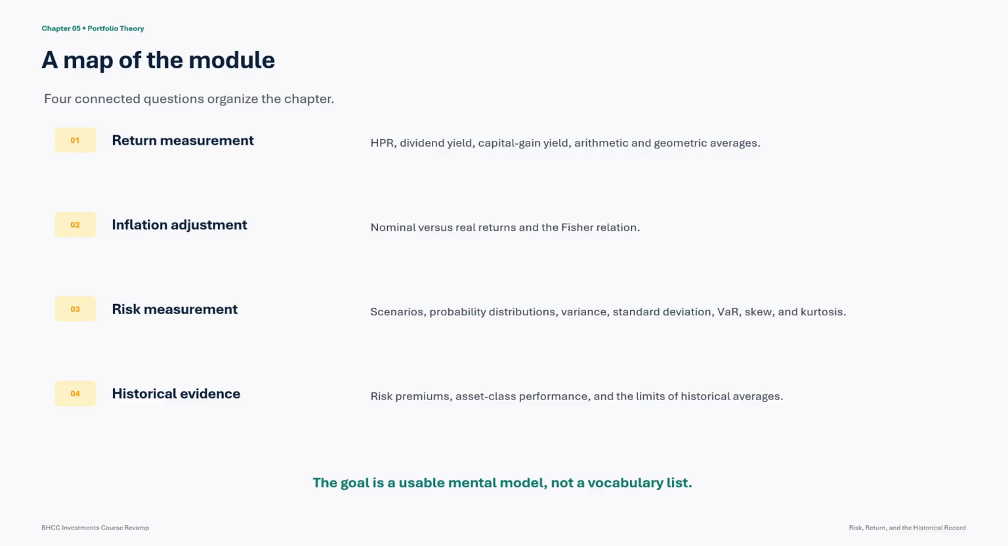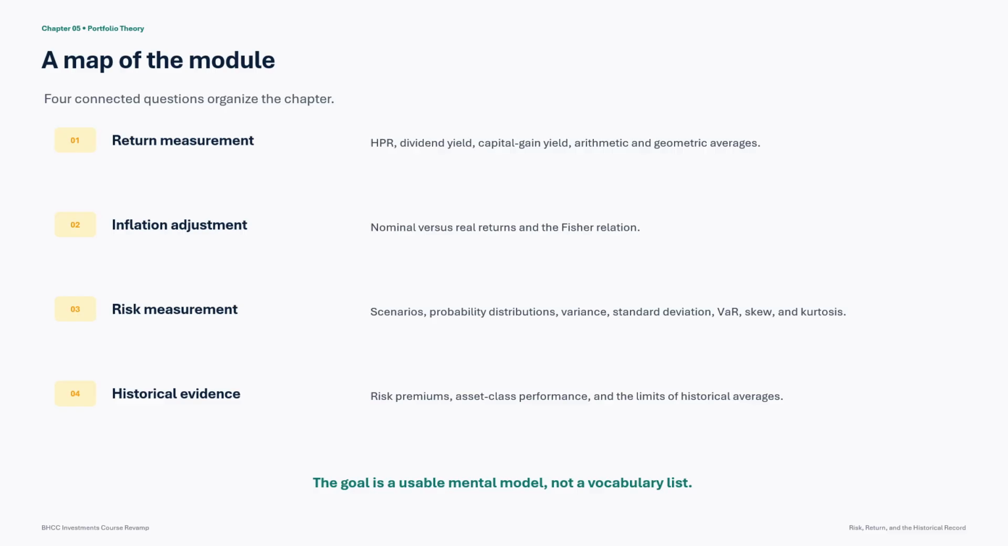The fourth question is historical evidence. We study the long-run returns and risk premiums of asset classes because history gives us a starting point for expectations. But the sample period matters, the economic regime matters, and the future is allowed to be rude.